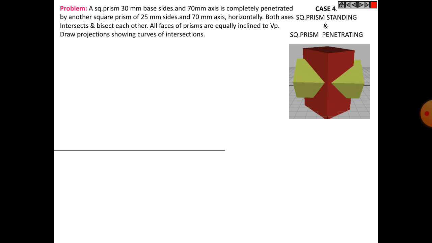So firstly, draw the reference line named X, Y. Then draw the 30 mm base square. Similarly, bisect the diagonal, take half the distance of the diagonal and mark it on that point, and make the square 1 2 3 4.